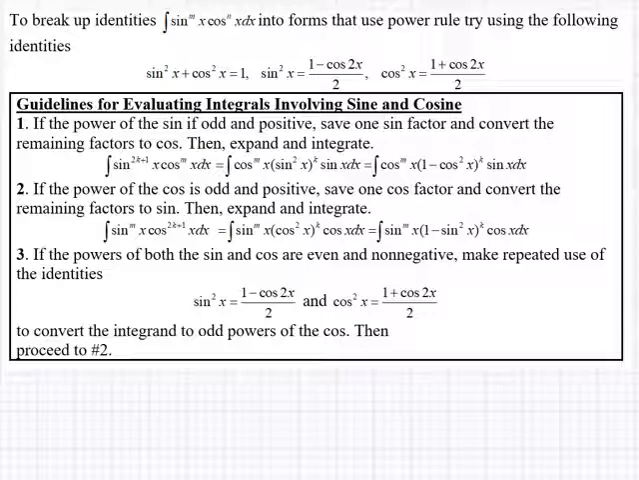So there are three identities we're going to be working with here. First off, you have what we call the Pythagorean identity. Everyone knows this one. Sine squared x plus cosine squared x equals 1. Then we have these other two identities, which we're going to call the power reducing identities.